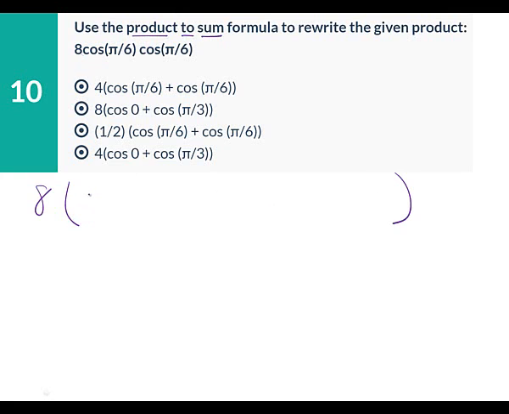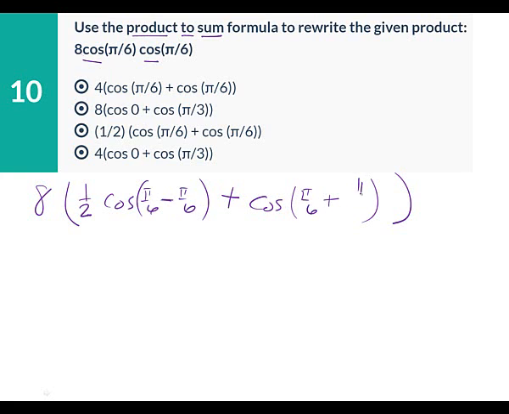How does product to sum start? 1/2. I've got to go cosine times cosine. So what are my two pieces of trig that I put in there? And don't assume, right? Because it's a little bit different on both of them. What operation is supposed to go in between them? It's supposed to be a positive, and then inside this one it's a negative, and inside this one it's a positive. And then we're going to plop in pi over 6 and pi over 6 into both spots.